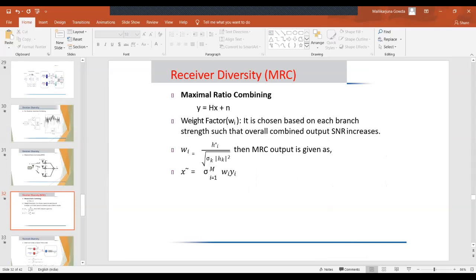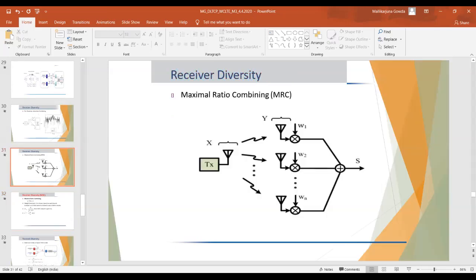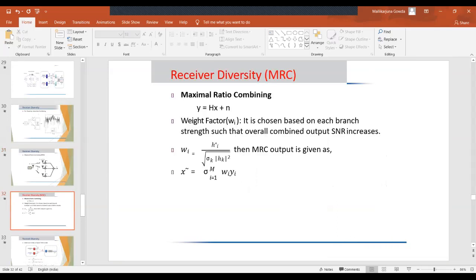So what is that maximal ratio combining? I can say Y is equal to HX plus N. The weight factors, what I've written here, W1, W2, and so on up to WN, are chosen based on each branch signal strength, such that the overall combined output signal to noise ratio increases. And that WI, while telling about pre-coding, I said YI is equal to WI into XI, right? So WI is HI divided by root of sigma K SK square. Then the MRC output, that is the maximal ratio combining output, is given as X tilde, equal to sigma i is 1 to M of WI into YI. WI is the weight factor, YI is the received signal vector.